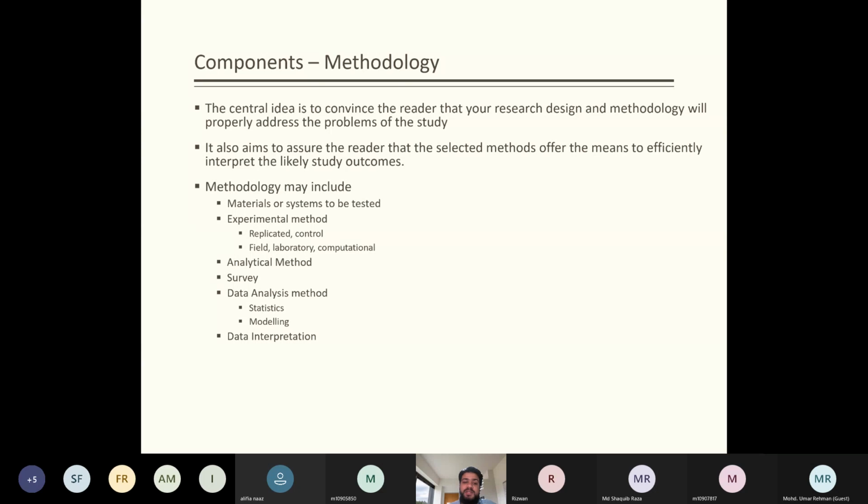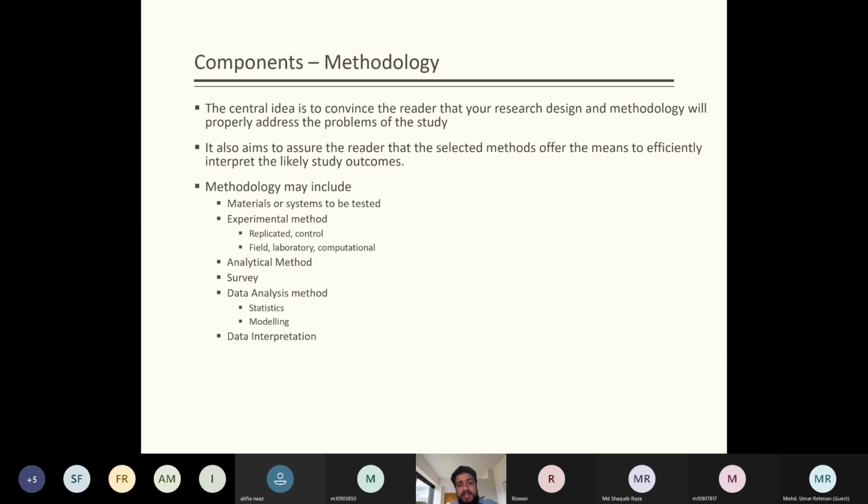Also, the data analysis methods: are you going to be statistically analyzing the data or analytically analyzing the data, and how you're going to interpret the results. So are you going to do a qualitative interpretation or a quantitative interpretation of your results? Why are you doing a qualitative interpretation? Why are you not doing a quantitative interpretation?